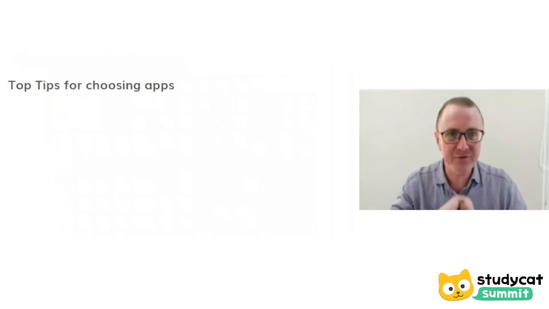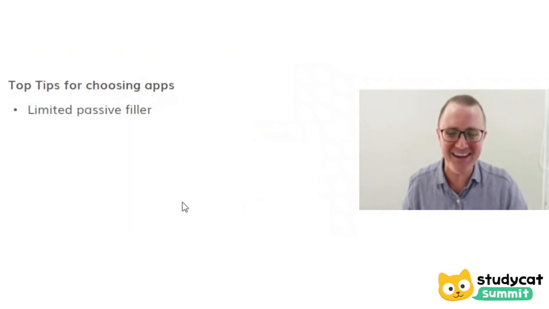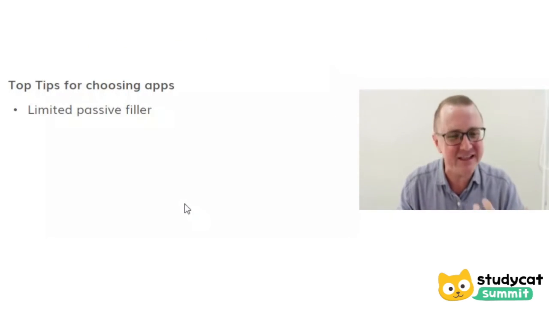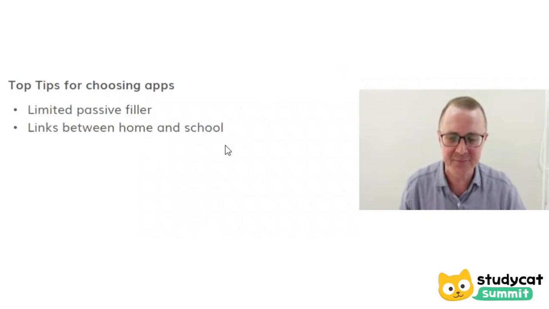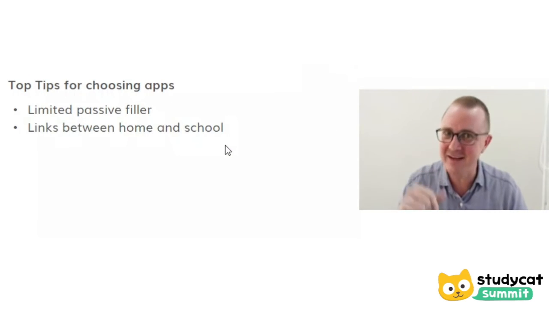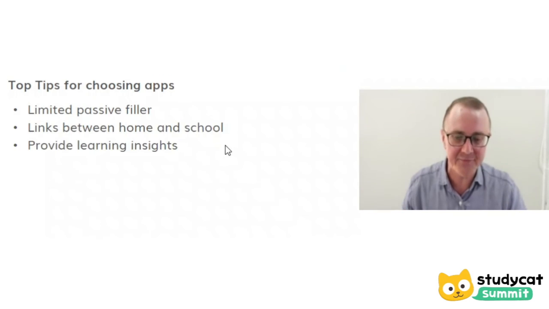So my top tips for when you're choosing apps for your classrooms and for moving forward in the future are: limit the passive filler activities. If you see lots of videos and lots of passive activities, maybe don't choose that app. Make sure there's a link between the home and school, things like Studycat, things like Reading A to Z, these types of apps where they have that nice link.